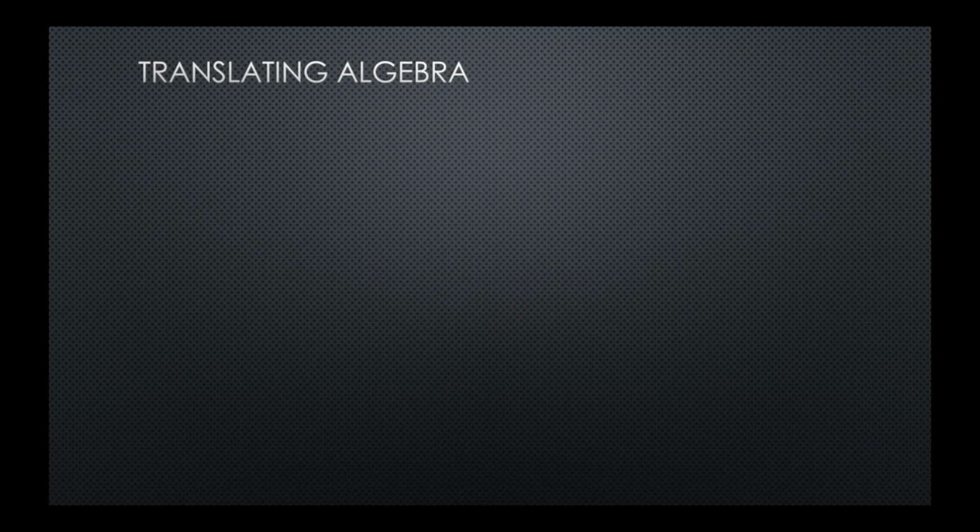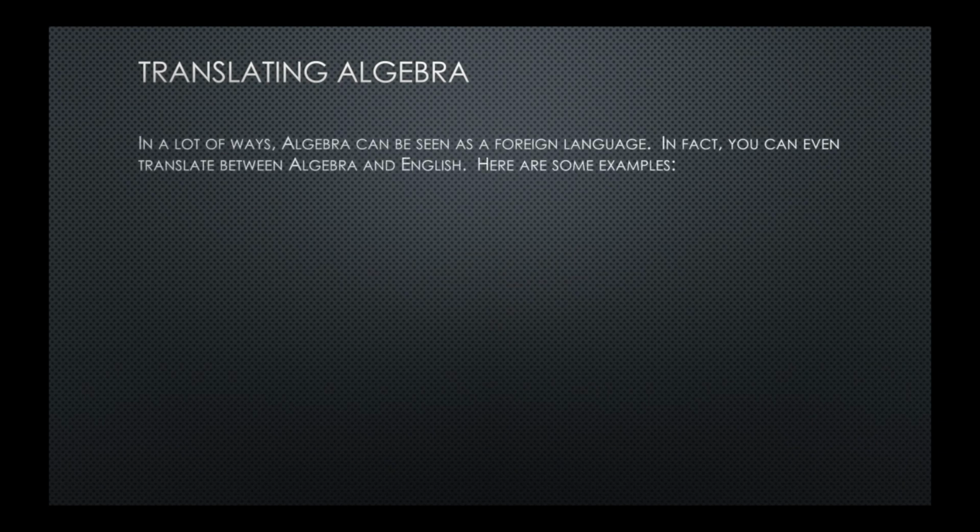So today we're going to talk about translating from English to algebra and from algebra to English. Now, algebra technically is what's called a symbolic system, which means in a lot of different ways you can think of algebra as being a foreign language. You can translate from English to algebra the same way that you would translate from English to Spanish or vice versa. So let's take a look at some examples of how we would do this.